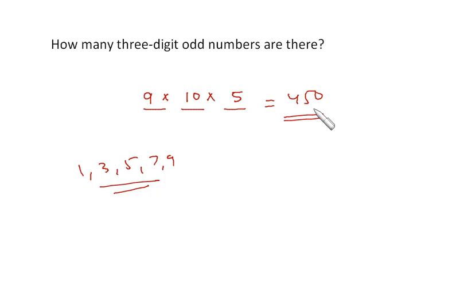Now the other thing is, suppose we don't want the repetition, right? We want 3-digit odd numbers where each digit should be distinct, right? Now how do we do that problem? For the first place we have 9 choices, right? For the second place we have, how many choices do we have? So for the second place, because we don't want repetition, we still have 9 choices, right? Because the digit which we have used over here will not be used over here.